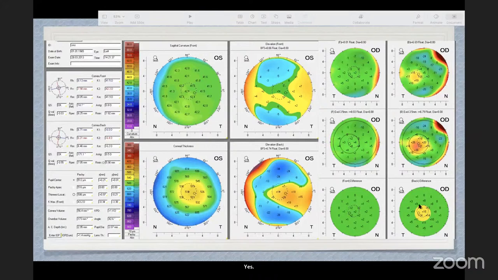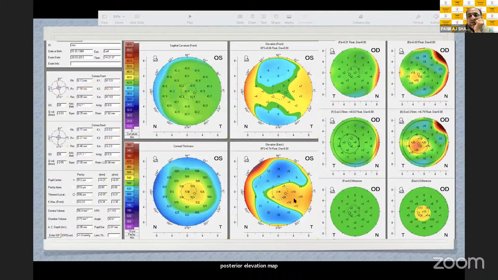The elevation map is showing. Yes. Okay, so that is not the only thing. I will explain. Just mute yourself. This is a sagittal map, which is totally normal and everything is looking very good. 42, 41, sagittal anterior map. These are the anterior elevations, all looking very good. Slight astigmatism is there. Thickness, all good. No inferior thinning. Everything is all right. But you see here, the posterior elevation map.